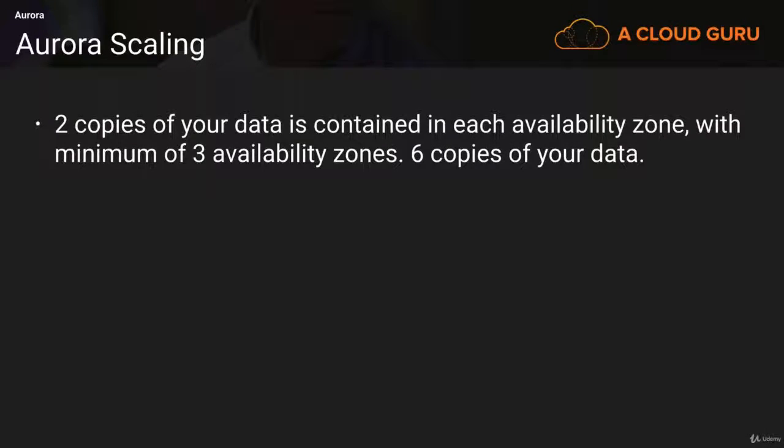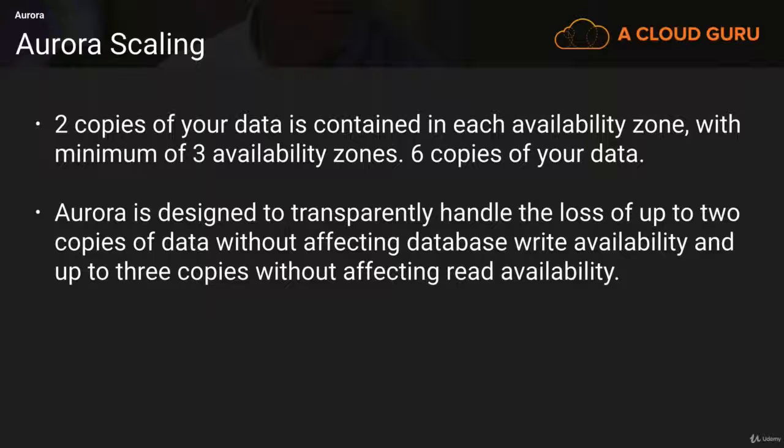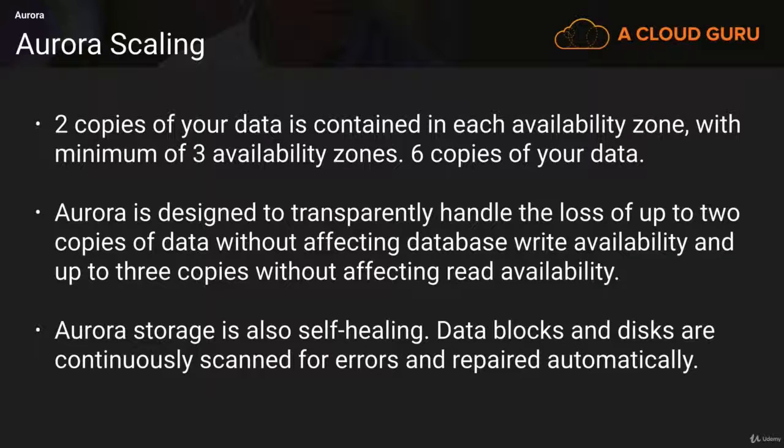The next great thing about Aurora is it maintains 2 copies of your database in each availability zone, with a minimum of 3 availability zones. So this means effectively you've got 6 copies of your data. And Aurora is designed to transparently handle the loss of up to 2 copies of data without affecting database write availability, and up to 3 copies of your data without affecting any read availability. So it's really, really highly redundant. The other thing you should know about Aurora is that the storage is self-healing. So data blocks and disks are continuously scanned for errors, and they're repaired automatically if an error has been detected.